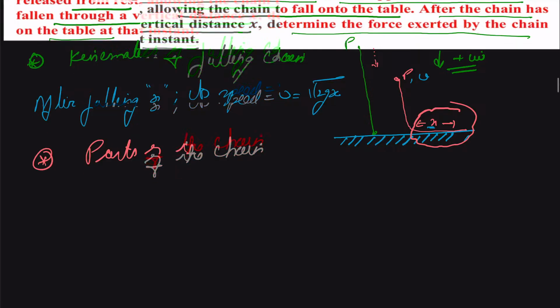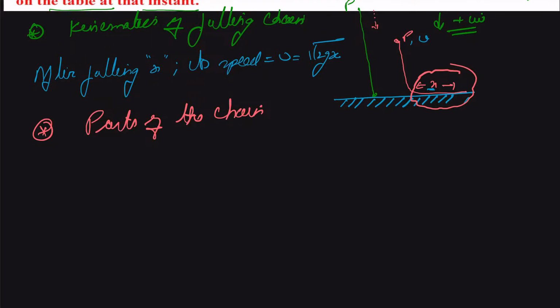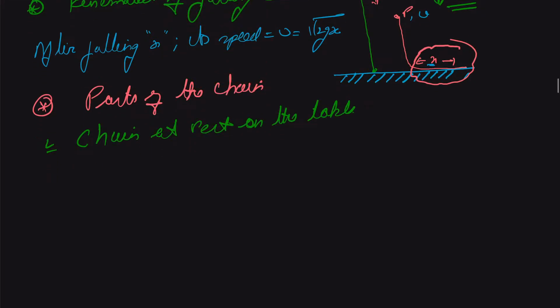So first will be our chain that is at rest on the table, and we know that the chain that is resting on the table has a length of x, and its mass will be our mass per unit length lambda times the length, and its velocity will be equal to 0.